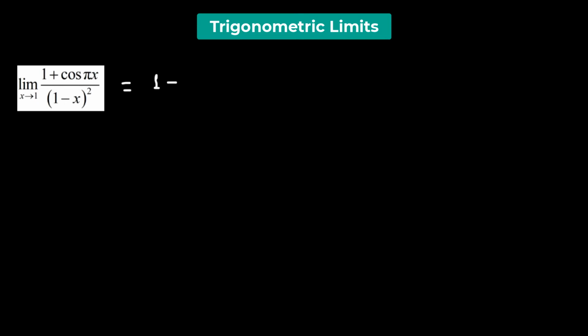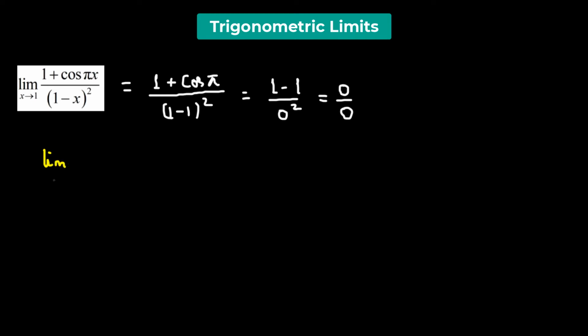So we have 1 plus cosine of pi in the numerator divided by 1 minus 1 squared in the denominator. Now cosine of pi is -1, so we have 1 minus 1 divided by 0 squared. So this is giving us an indeterminate form of 0 over 0. So this means we will need to simplify our given function. But before doing that, we are going to change the limit from x to h. So we have h tending to 0.